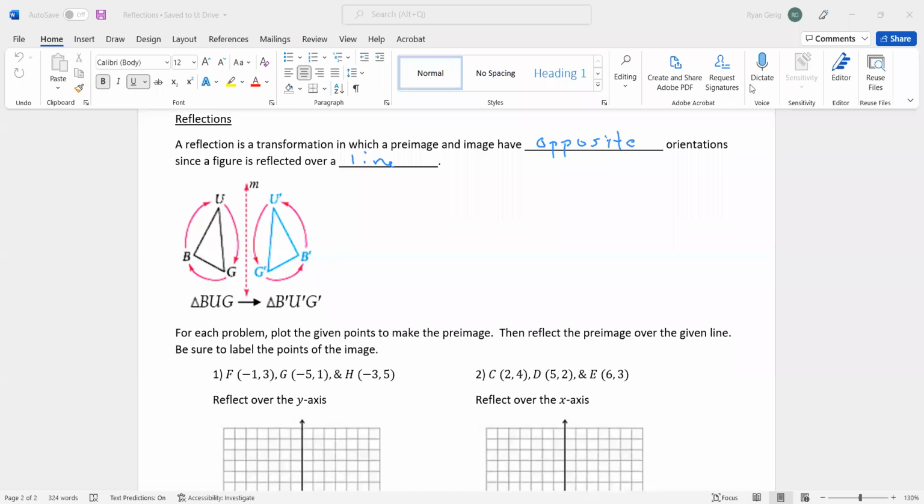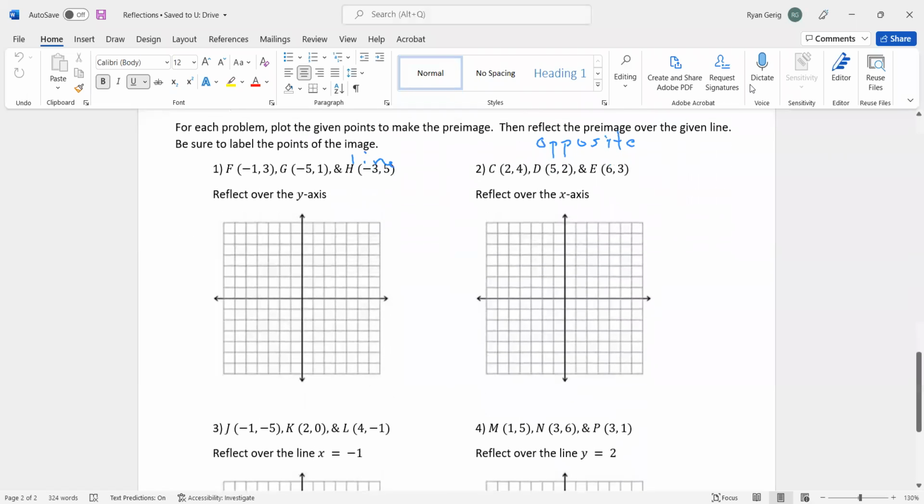So I'm going to scroll down to numbers 1 and 2. And what I'm going to do first is plot those points. That's all I'm going to do first. So F is (-1, 3). I like to plot all the points and then label them because I don't know which direction this shape's going to go, so I don't want to put my letter in the way. So (-5, 1), and then (-3, 5). Okay, and that is my pre-image. And I'm going to go ahead and put F there, G here, and H here.